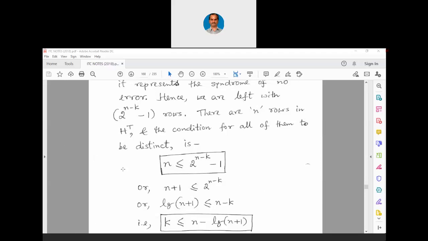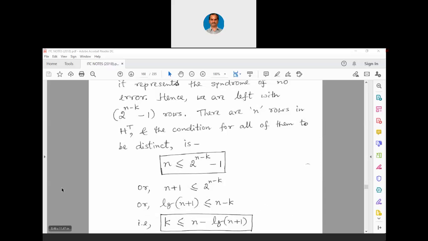Now, let us expand this. Bringing this 1 to this side, n plus 1 is less than or equal to 2 power n minus k. Now, there is this 2 power n minus k. Let us take a log to the base 2. Then, Lg of n plus 1 is less than or equal to n minus k. Or, k has to be less than or equal to n minus Lg of n plus 1.